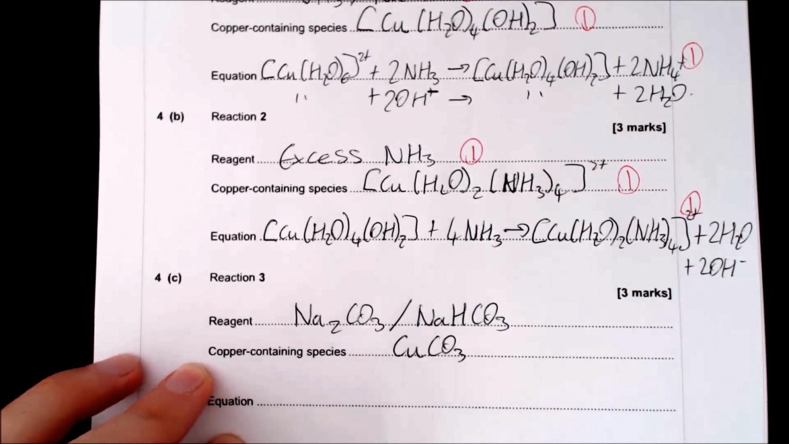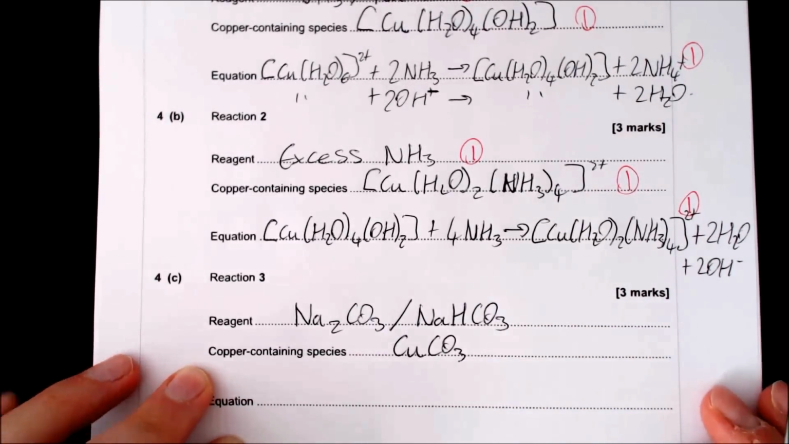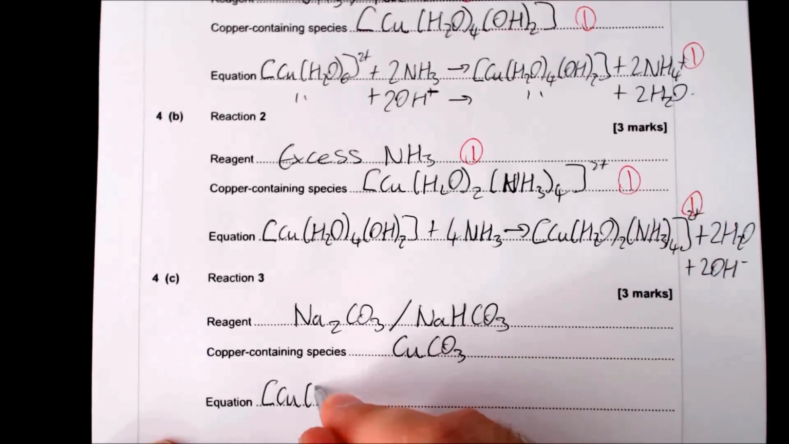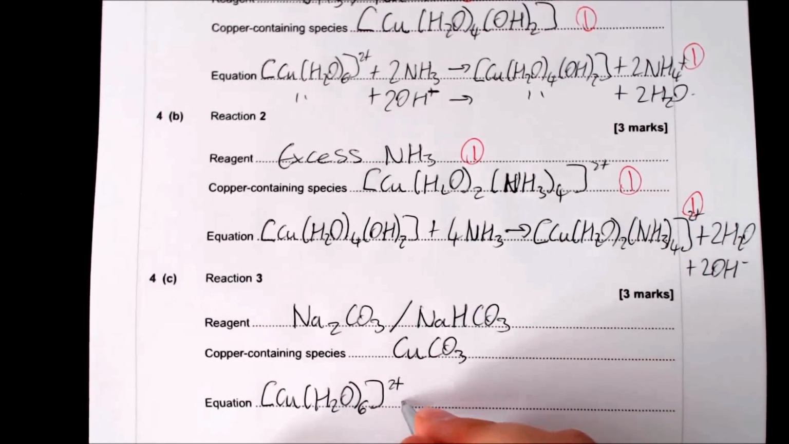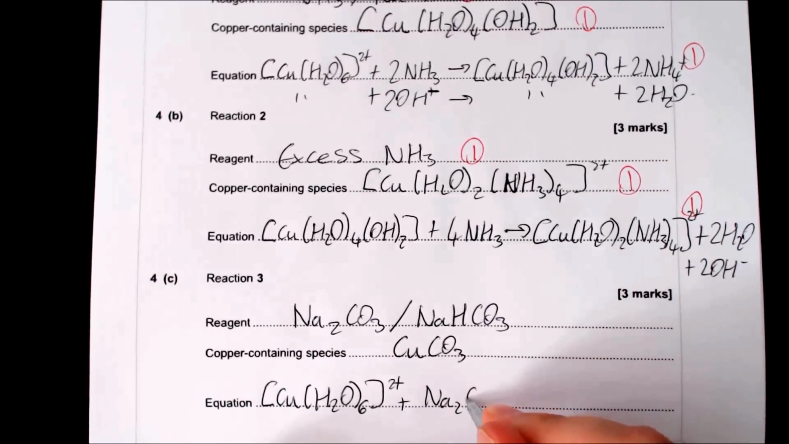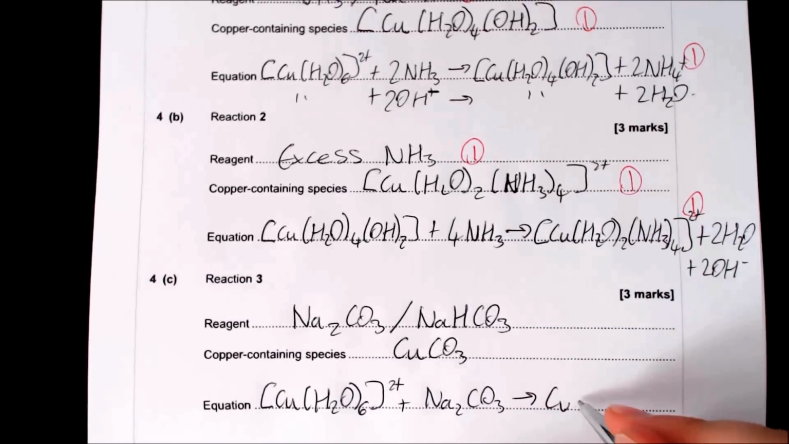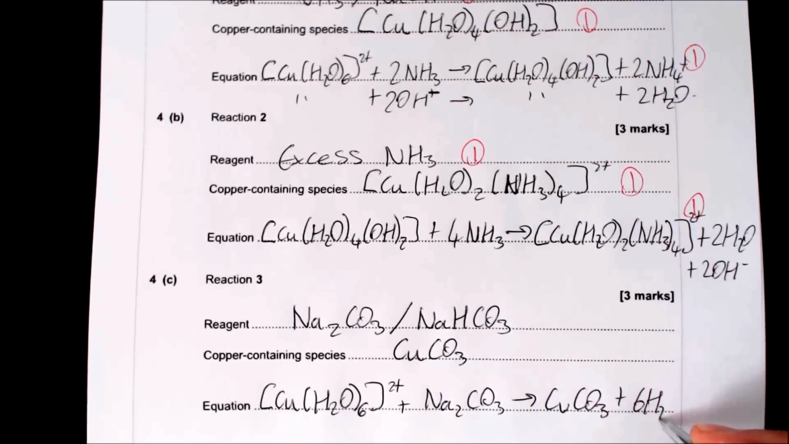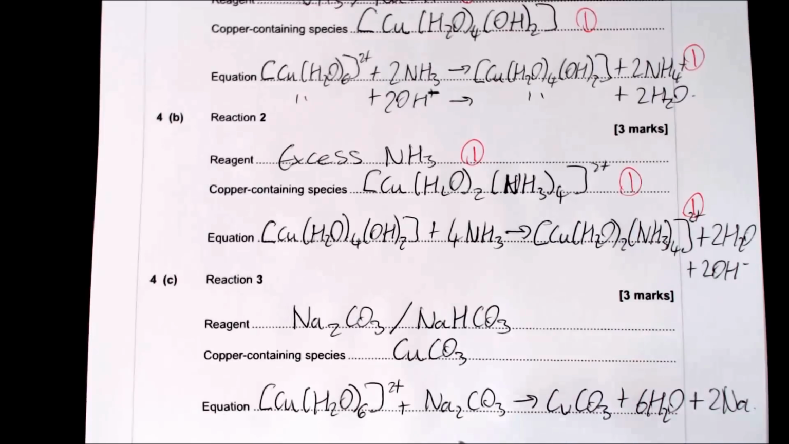This is a 2+ charge, and so therefore 2+ metal ions always form carbonates when they react with a metal carbonate. And the equation would be Cu(H2O)6 2+ plus sodium carbonate, and that will form copper carbonate plus 6H2O plus 2Na. Now you can, I suppose, get rid of the sodium.